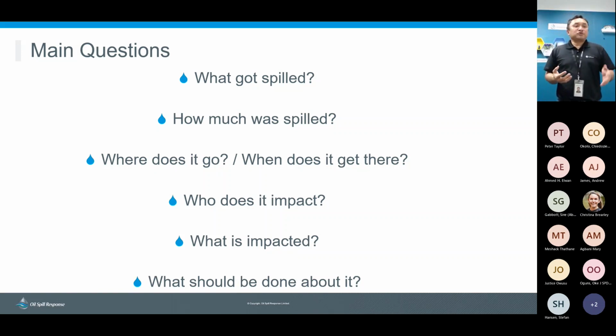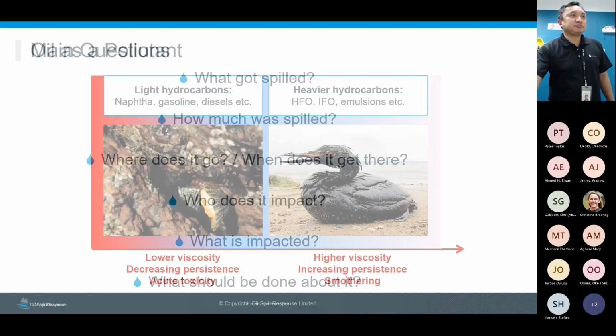The question on what should be done about it is about the tools, the things that we could do in order to minimize the impact to the environment. As we know, an oil spill has an impact on the environment and on socioeconomics, and also on cultural aspects. But for today, we will be focusing mainly on the environmental impact.